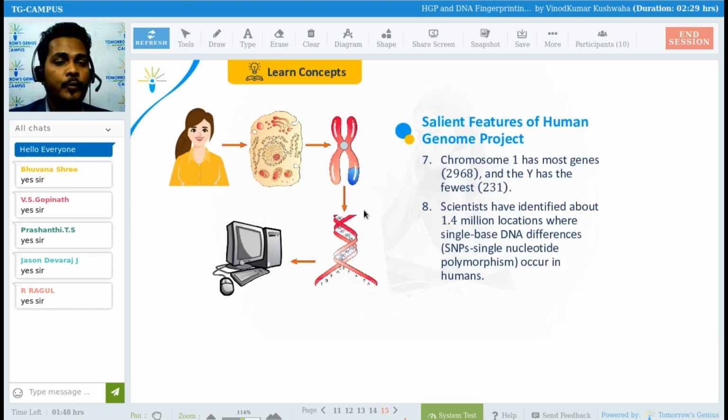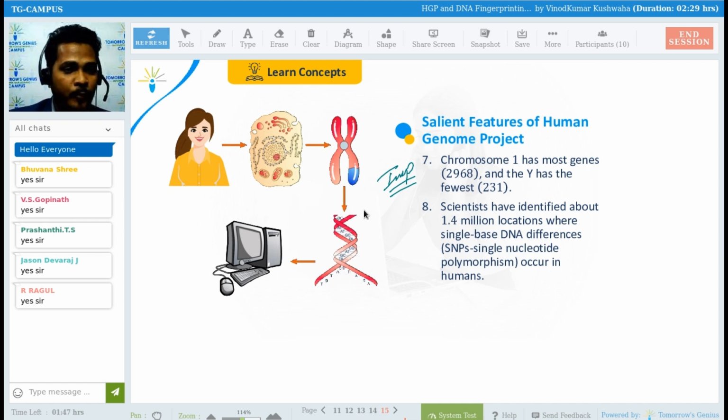Seventh, chromosome 1. This is an important pointer that you have to note down, because one question was asked in NEET, I think in the year 2021 or 2023, based on this particular line: chromosome 1 has the most genes, which is 2968, and the Y has the fewest, which is very low, 231 genes. So that you have to remember.